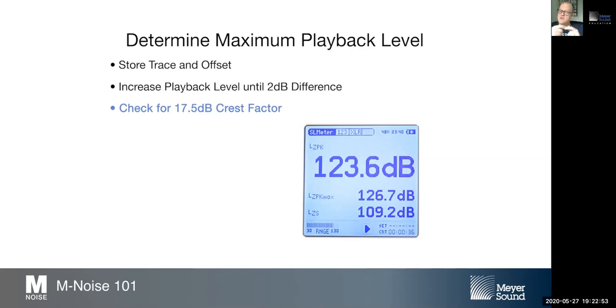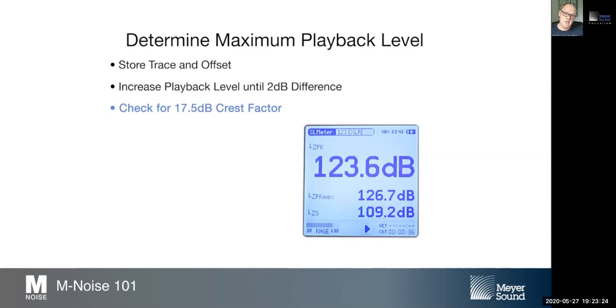The difference between those two is, of course, your crest factor. You want to validate that the loudspeaker can preserve the broadband crest factor of M noise, which is 17.5 dB, which this loudspeaker can, even in face of 2 decibels of compression. So up until now, we have proven that this loudspeaker is capable of faithfully reproducing the M noise wave file, which is a better approximation for music, actual program content that we ultimately end up listening to.